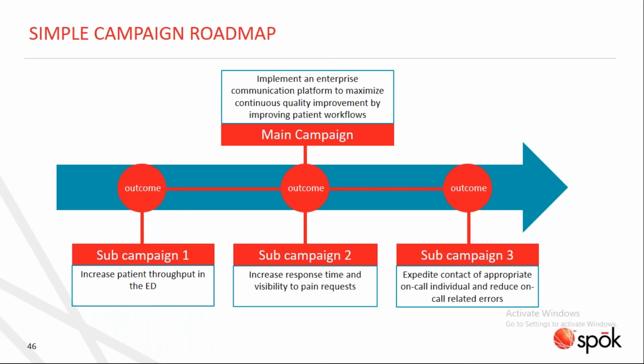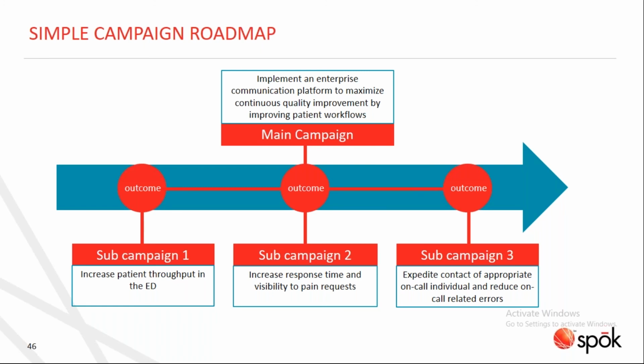For example, maybe I want to implement an enterprise communication platform to maximize continuous quality by improving workflow. One of my campaigns underneath that is an ED-specific one for throughput. Another is increasing response time and visibility to pain requests. Another is expediting contact with the appropriate on-call person. Each of those sub-campaigns is its own marketing plan, specifically aimed at achieving that one goal.